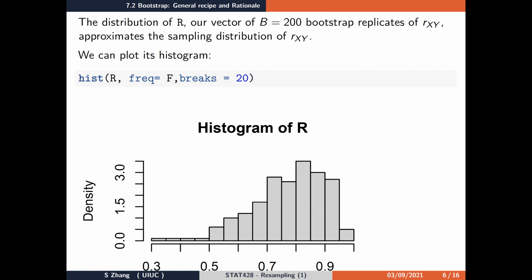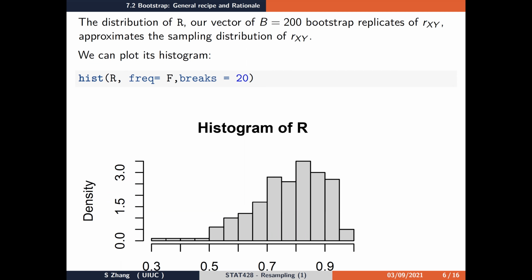And the distribution of R here, which is the vector of length 200 containing our bootstrap replicates of RXY, will approximate the sampling distribution of RXY. So with these replicates, we have something that approximates the sampling distribution of RXY.